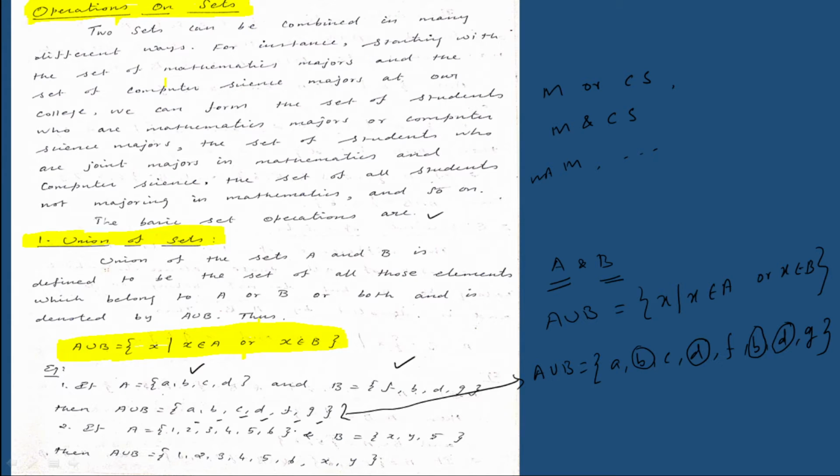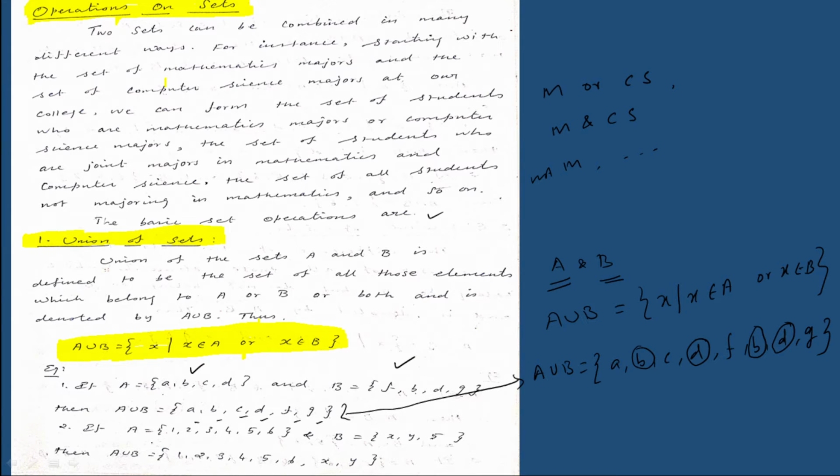This means that if the element belongs to either one of the sets, A or B, you can combine the elements of A and B. If one or more elements are repeated, you can write it once, that's enough.